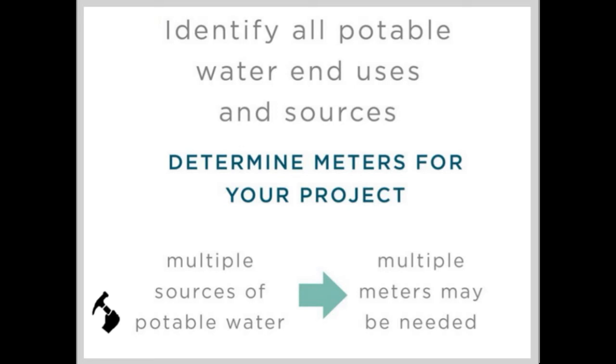Examples of potable water sources that must be metered include public water supply, on-site well, on-site potable water treatment system. If the project is not served by a public water supply, or if the project uses multiple sources of potable water, 2 or more meters may be required. A single meter installed downstream of multiple potable water supply systems may be used if it is upstream of all project water uses.